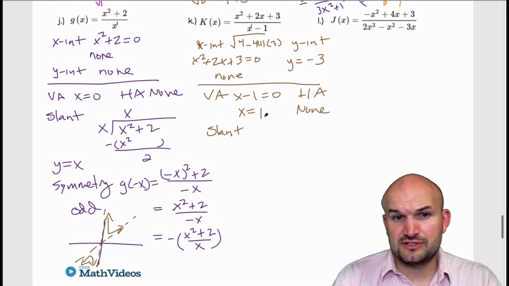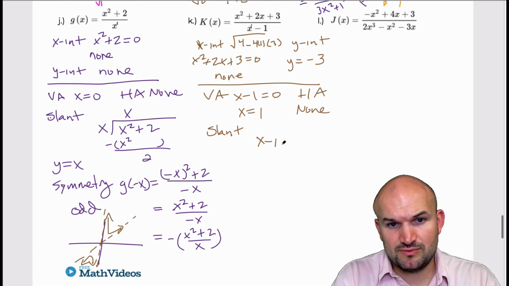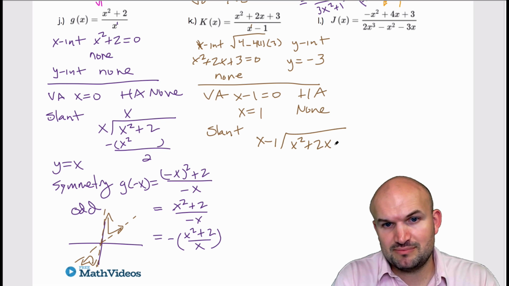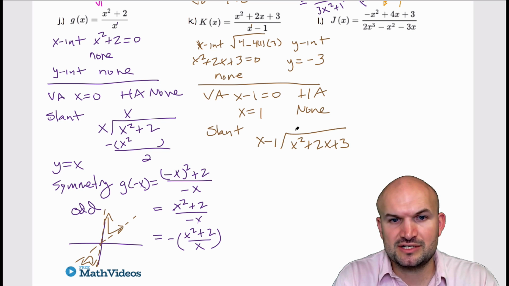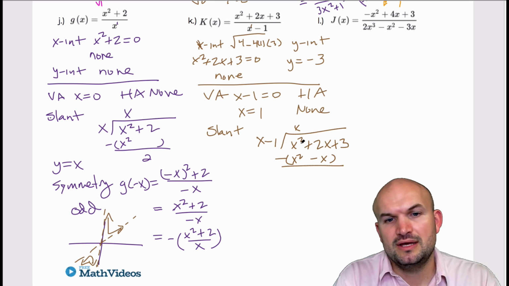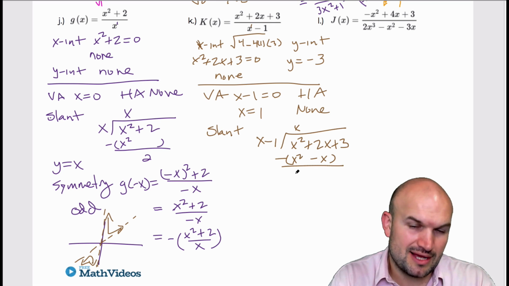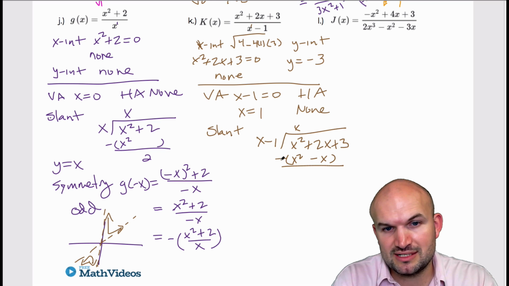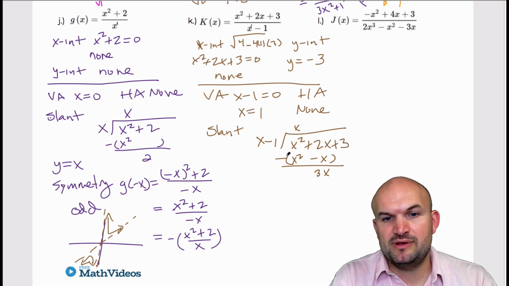So that means now we've got to do some long division. So x minus 1 divides into x squared plus 2x plus 3. So x goes into x squared x times, x times x is x squared, x times negative 1 is a negative x. Group and subtract. x squared minus x squared is 0. So 2x minus a negative x is going to be a 3x. And then 3 minus 0 is just going to be a positive 3.